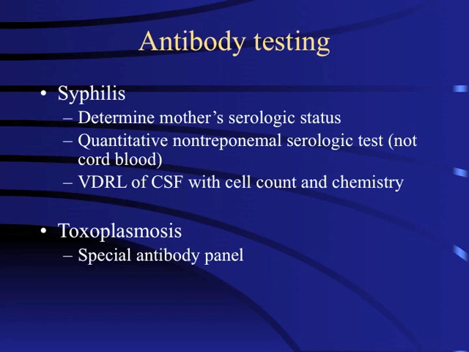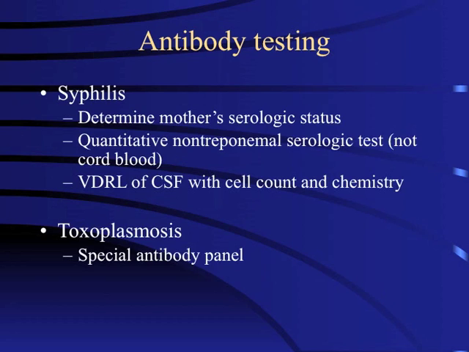In terms of syphilis, you need to determine the mother's serologic status, and they get checked during the pregnancy. If they are positive, ideally they should have gotten treatment, and you should repeat the titers at birth and make sure there has been a good response, and then check the tests on the baby. If they're positive, then you also need to get a spinal tap and do a VDRL of the CSF with cell count and chemistry, because that's going to modify the type of treatment that you're going to give to the baby.